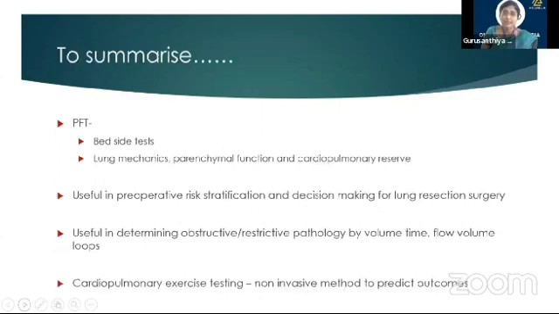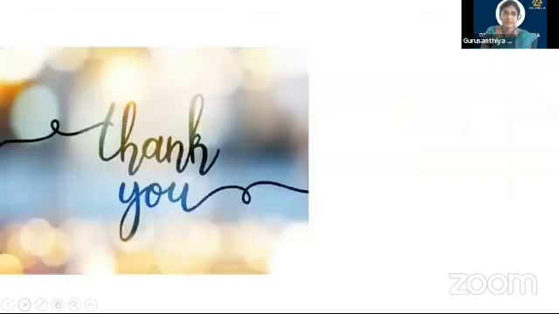So to summarize, PFT has a bedside test which includes the match blowing and all that, and lung mechanics, parenchymal function, and cardiopulmonary reserve. It is used in preoperative risk stratification and decision making for lung resection surgery, and to determine whether there is an obstructive disorder or a restrictive disorder. And cardiopulmonary exercise testing is a non-invasive method to predict the outcomes of the patient presenting to us with a lung disease. Thank you.